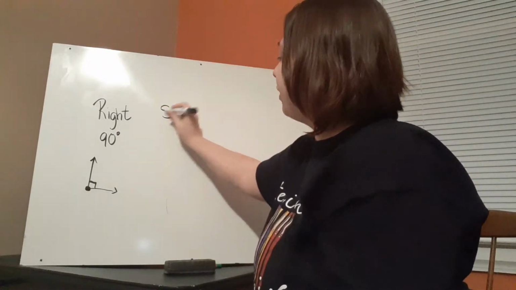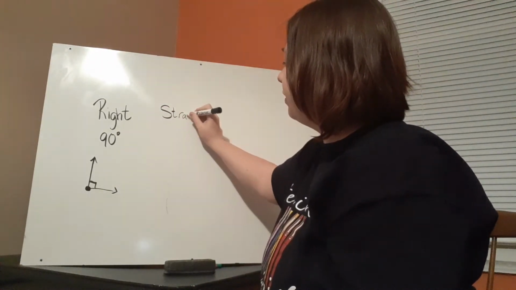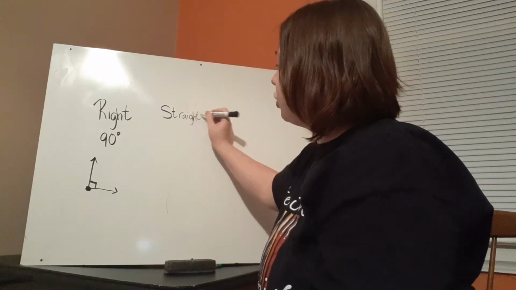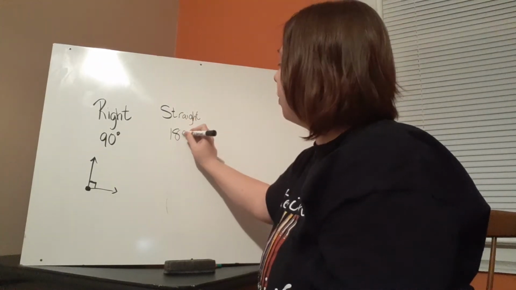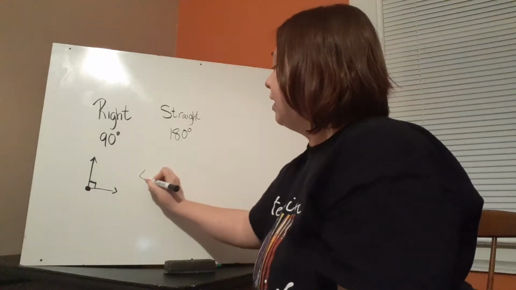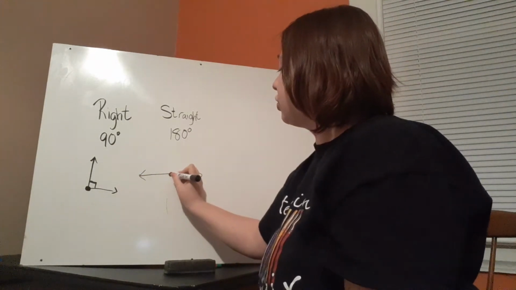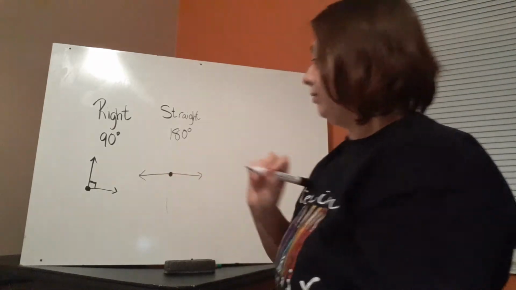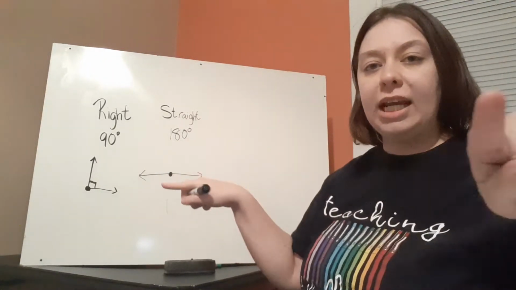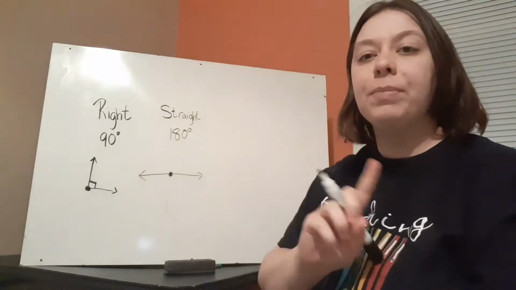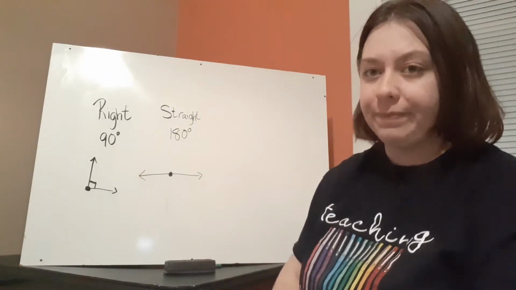Then we talked about straight angles. And we had said that a straight angle is always 180 degrees. And that was because it formed a straight line. Again, straight line, straight angle, 180 degrees.